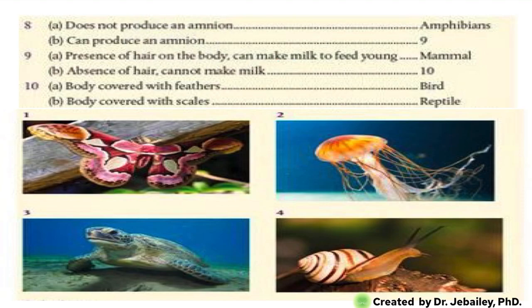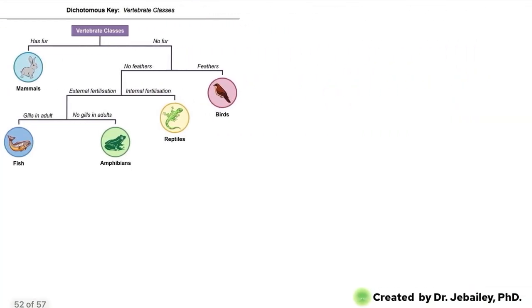And like I said, you can do this for all these species, like we did for the turtle. You can do it for the moth, you can do it for the jelly, as well as the snail. You can do it for all of them in practice. So now one of the requirements of IB is that you'll be able to create a dichotomous key. This is a dichotomous key for vertebrates, right?